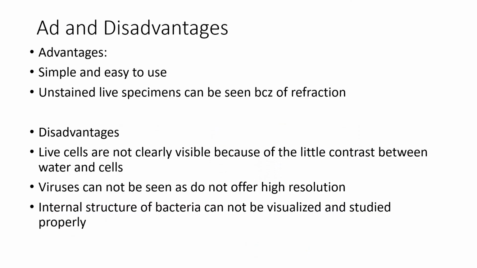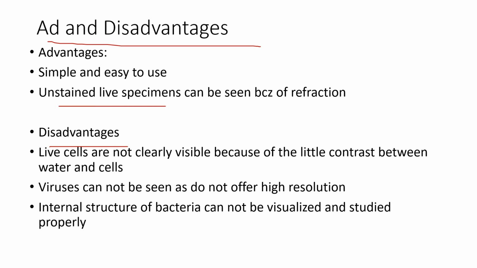Now the last part we are talking about is the advantages and disadvantages of the microscope. The advantage is simple: it is easy to use, that's why it is routinely used in labs. Unstained specimens can be visible because of refraction, we talked about it. Disadvantages: live cells are not clearly visible because live cells are present in water, right? So water has refraction and the live cells also have refraction. So it is not possible to clearly demarcate live cells from the water. Okay, so that is one of the disadvantages. We cannot see live cells clearly in the image.